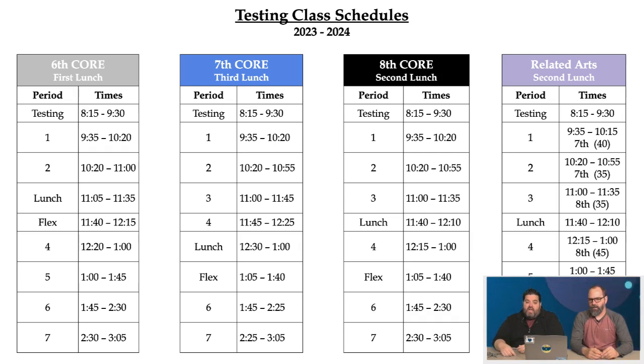8th grade is going to have related arts, then lunch. That's kind of a cool schedule. I don't mind it. That kind of goes back to the day. Yeah, it does. So that's how the schedule's going to work.